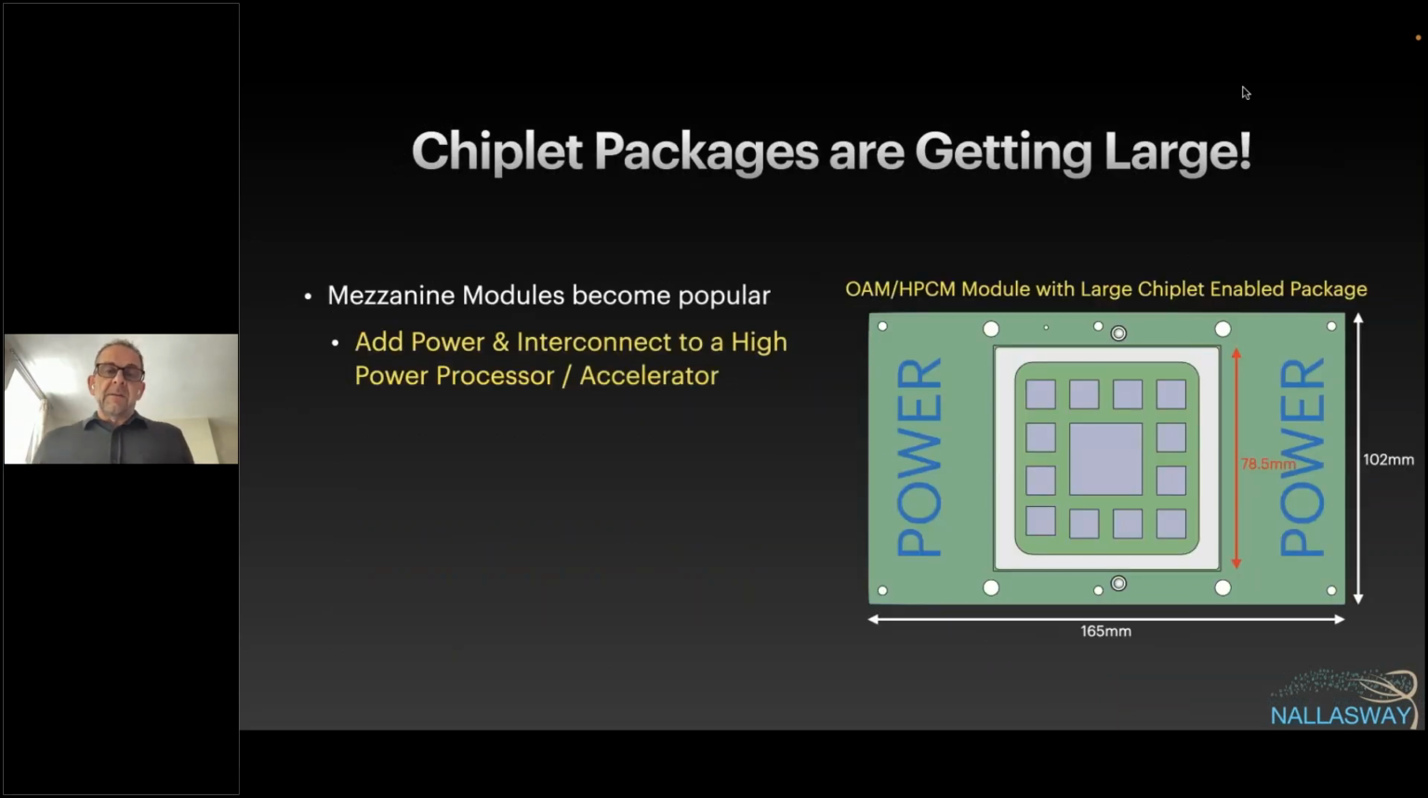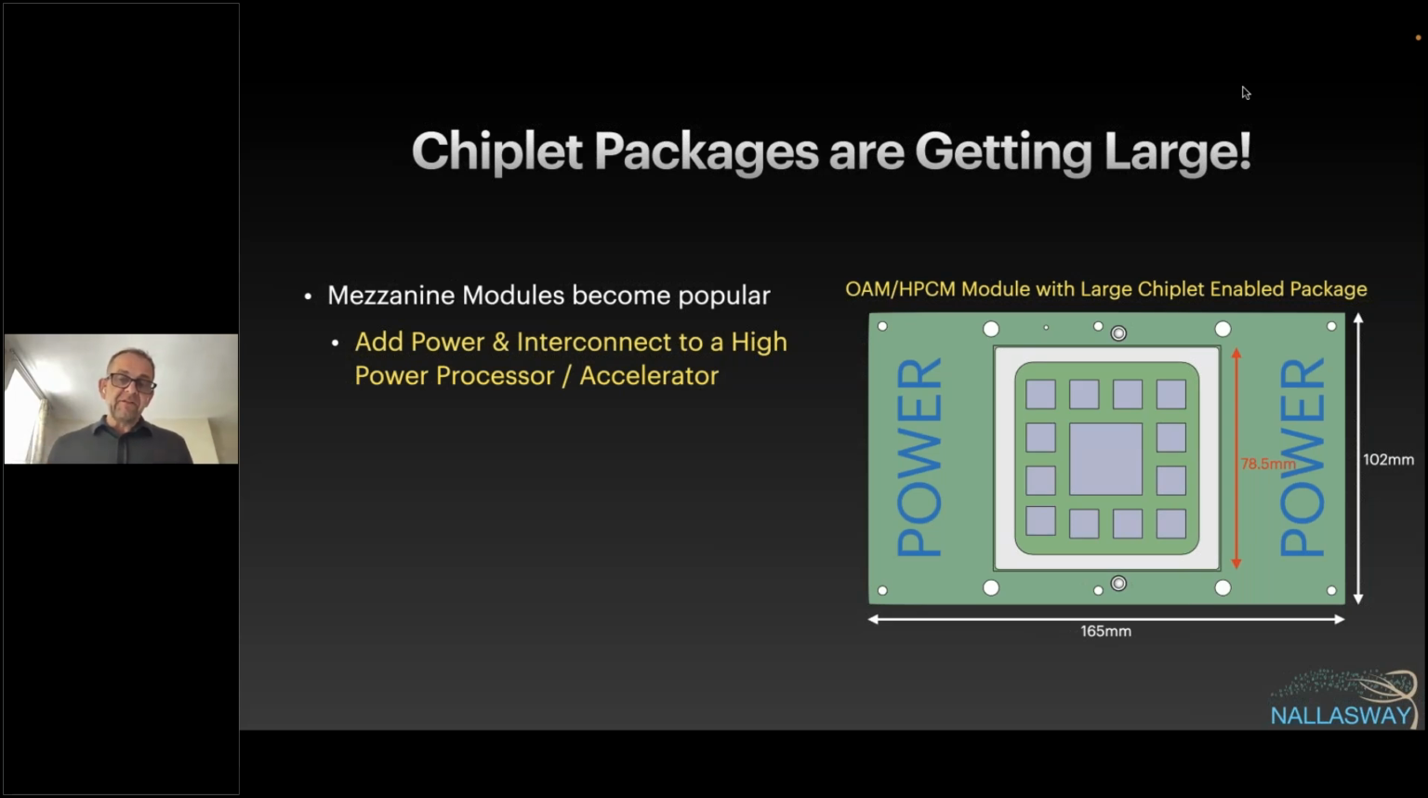So this slide shows this. The first thing I wanted to highlight here is these chiplet packages are getting pretty large. If you've been tracking, I think AMD's EPYC is 78.5 millimeters square for the package itself. I've just shown a generic chipletized package here to get the point across. If you put this on top of an OAM or an HPCM module, you can see they're beginning to converge in size.